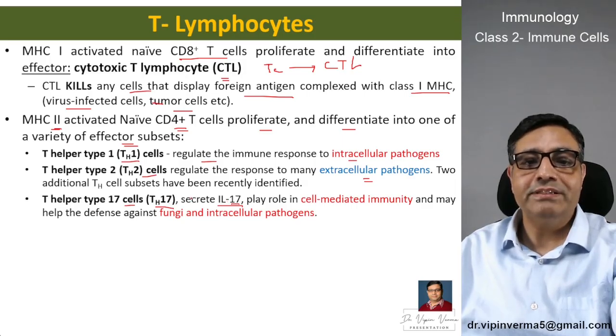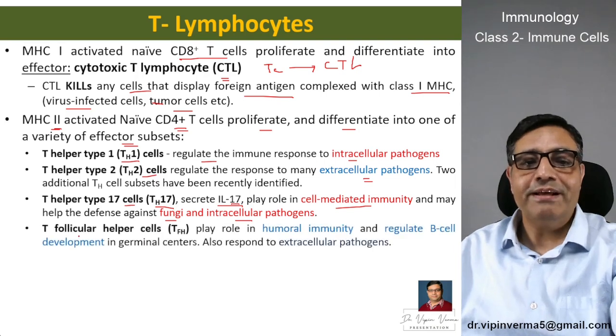So remember, Th17 secretes interleukin 17 and it plays an important role in cell mediated immunity and may help the defense against fungi and intracellular pathogens. And then we have the T follicular helper cells, TFH. They play a role in humoral immunity and regulate B cell development in germinal centers.